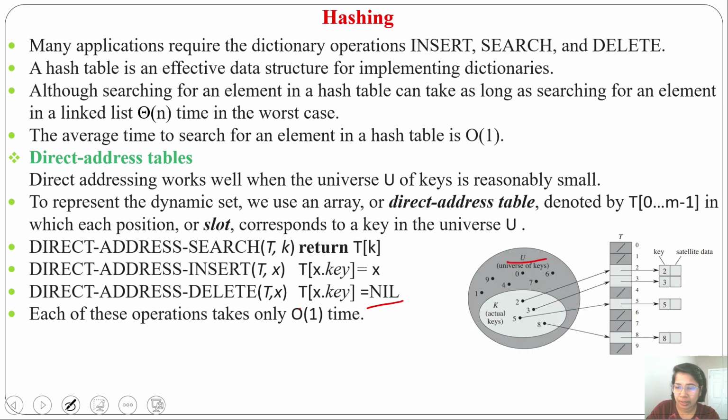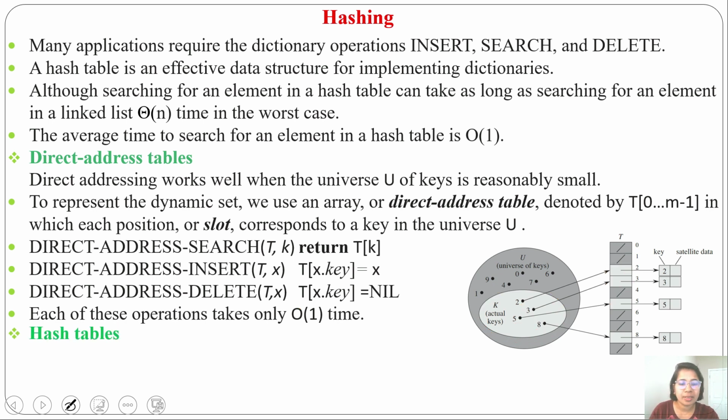Suppose this is our U, universe of keys, and these are actual keys 2, 3, 5, 8, and this is our table. Then 2 will be stored in slot 2, then 3 will be stored in slot 3, 5 will be stored in slot 5, 8 will be stored in slot 8. So directly we are storing the key in the slot.